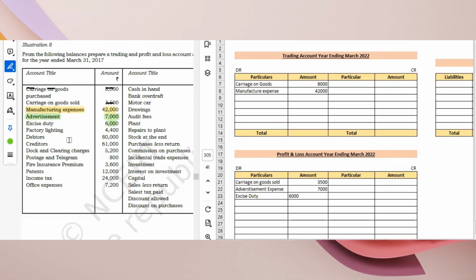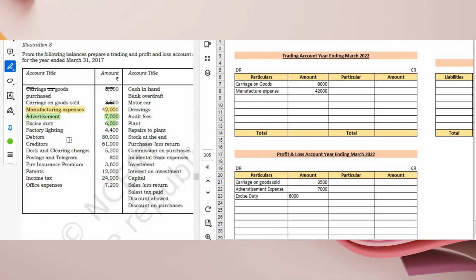Factory lighting. So this is a direct expense. Why? Because direct is where you will produce a product in certain factories or some other main places. So that is directly related to your product. For that you expense some for your lighting. So that is a direct expense. So we will put it in the factory lightings.